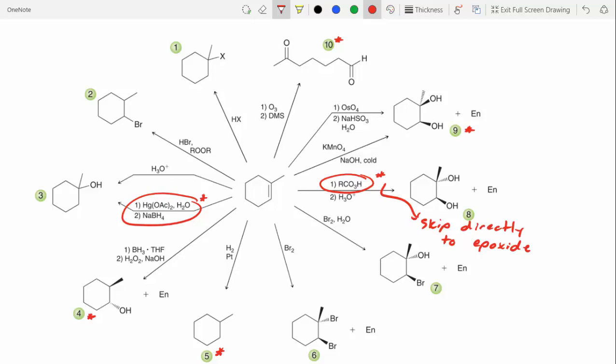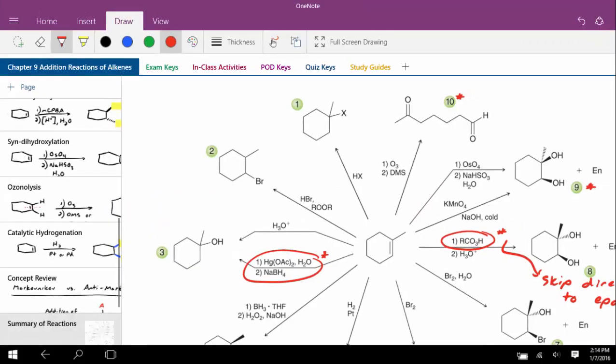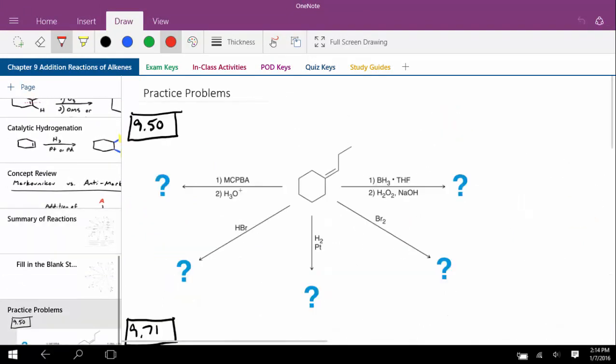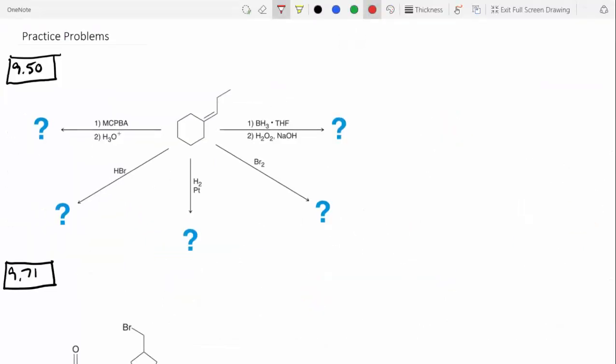So let's go back. And the good thing is these practice problems are actually out of your book. So if we don't have time to cover them all, they're really good practice problems to go over. So let's start with 9.50. So that's problem 50 from the back of your book.